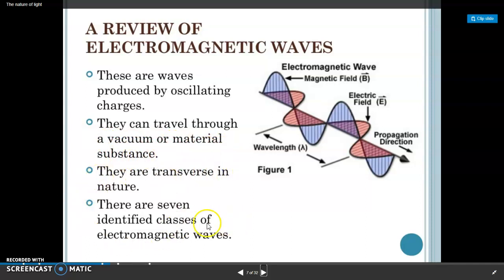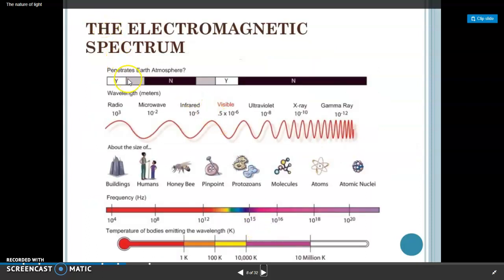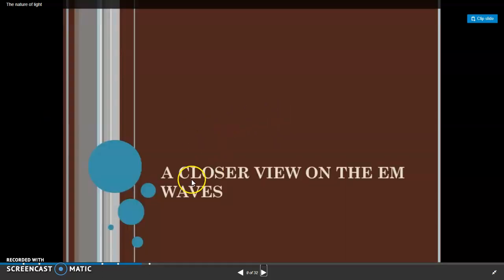There are 7 identified classes of electromagnetic waves. So these are the electromagnetic waves, depending on the wavelengths: radio, microwave, infrared, visible, ultraviolet, X-ray, and gamma ray. These are the 7 types of the spectrum. A closer view of the EM waves.